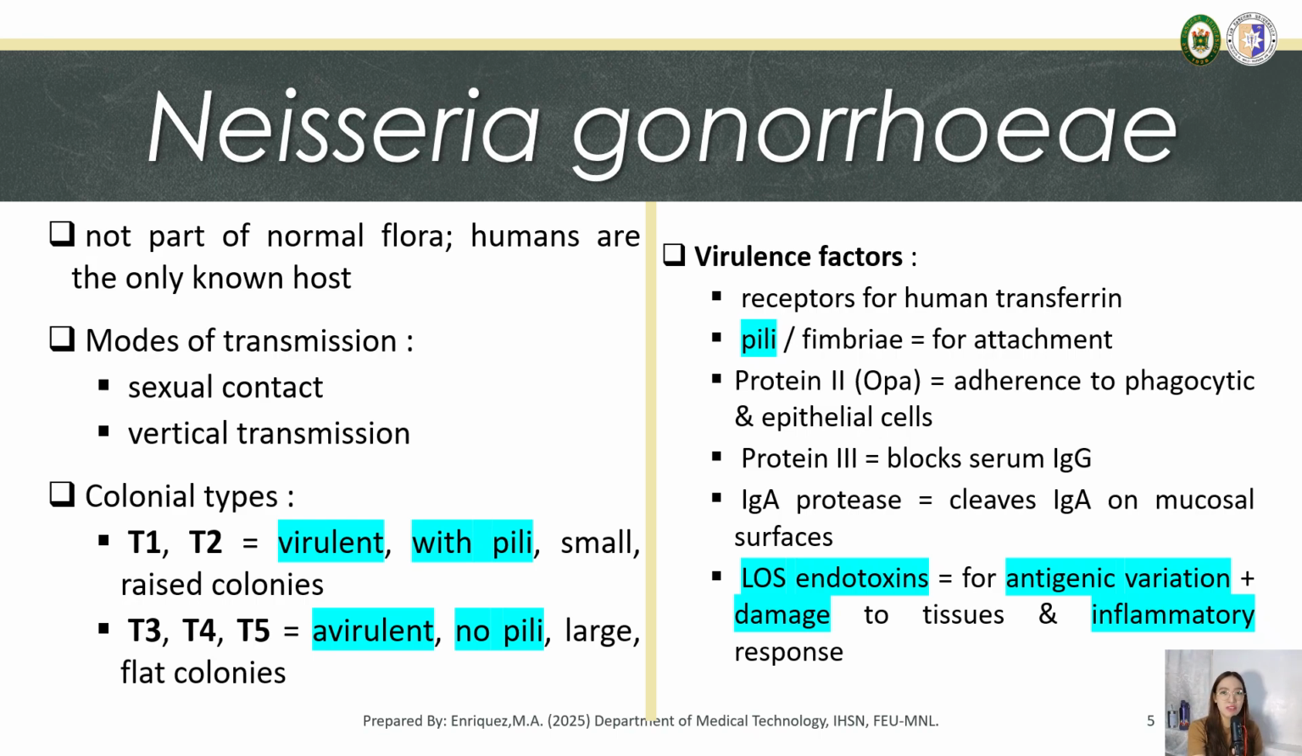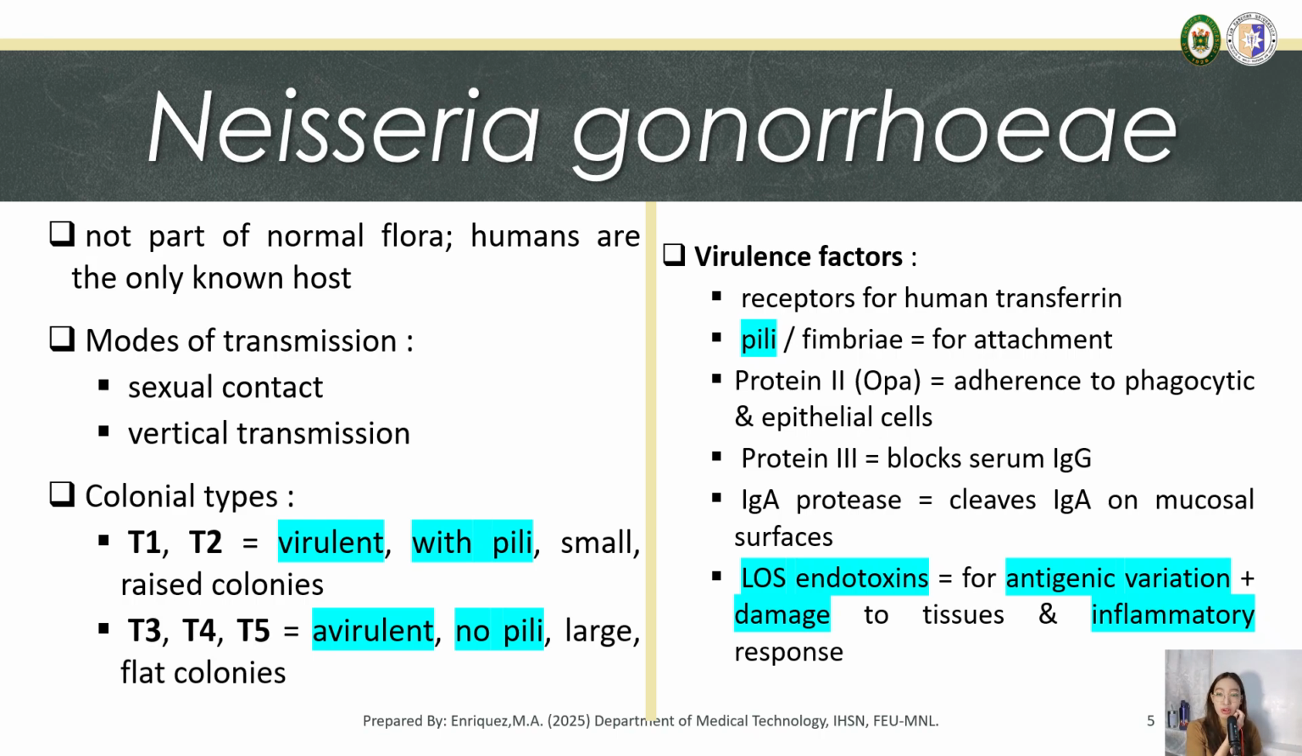Its primary virulence factor is its pili, which helps it attach or adhere to host cell surfaces more effectively. So, as we can see right here, listed here are all the other virulence factors of Neisseria gonorrhoeae. It also has receptors for human transferrin. Protein 2 or OPA is for adherence to phagocytic and epithelial cells. So maliban sa pili or fimbriae, that's also for adherence, no, it also has the protein 2.